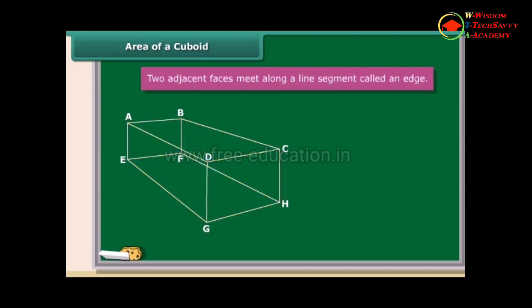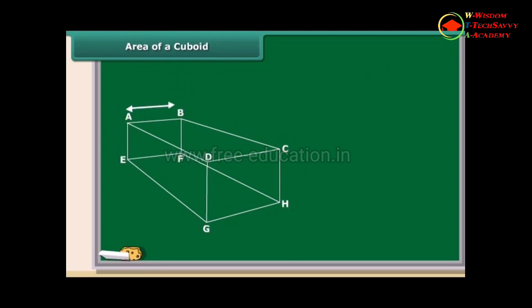It can be seen that a cuboid has 12 edges in all. A cuboid has 8 corners called the vertices. A, B, C, D, E, F, G, and H are the vertices of the cuboid. Let AB be L, AE be B, and AD be H.